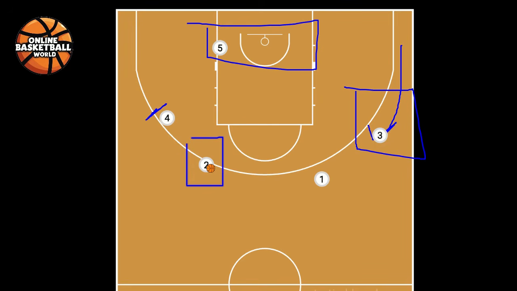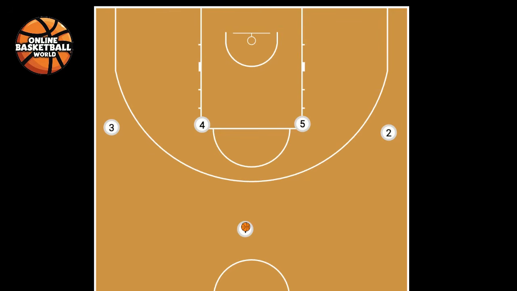So basically everyone here is an option except for number four. And number four, they're doing a lot of the work here. So you want to have number four be an athletic player or a player that you can trust to get things done.